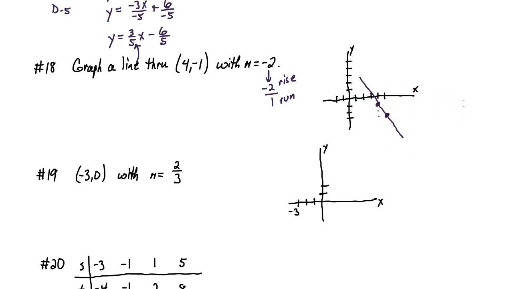Number 19, same thing. Graph the dot, then use the slope to get another dot. (-3, 0) is here, and if the slope is 2/3, you rise 2, and then run 3 to the right. Draw a line through those two dots.